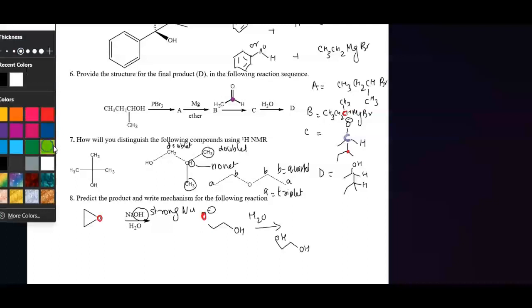Let's again put some color here. So this oxygen is this one, and then this one is your oxygen coming from the sodium hydroxide. So basically this goes and attacks here, opening it up, so that's why you have an oxide here. And then the final step is to protonate it, and you get the alcohol.